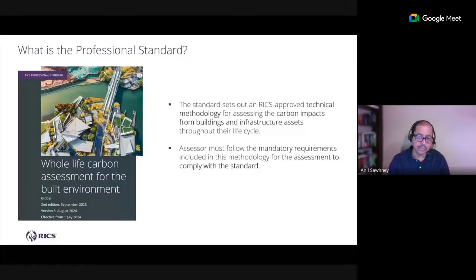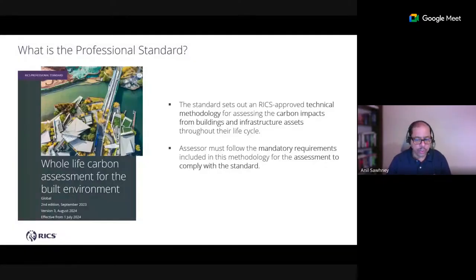The first guidance we produced for embodied carbon was in 2012. Okay, so this is something that we've been working on for a long time with the help of our members. The first edition of this methodology or professional standard, whole life carbon assessment, was produced in 2017. Then 6 years later, in 2023, we have released the second edition of this professional standard. This is a free resource available to you, to our members and other stakeholders.